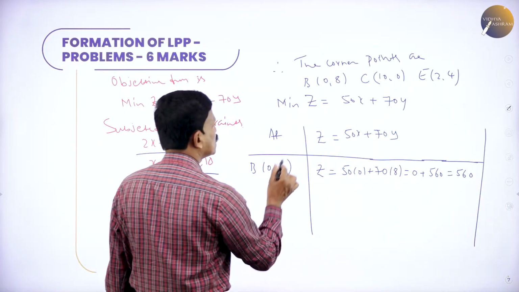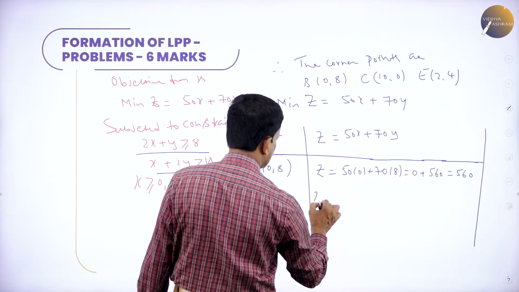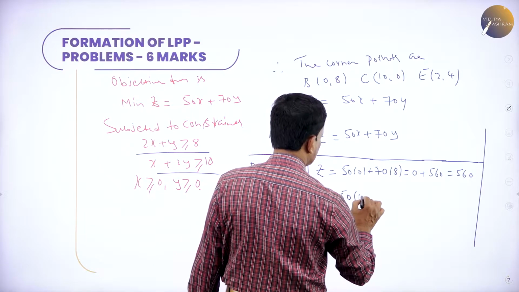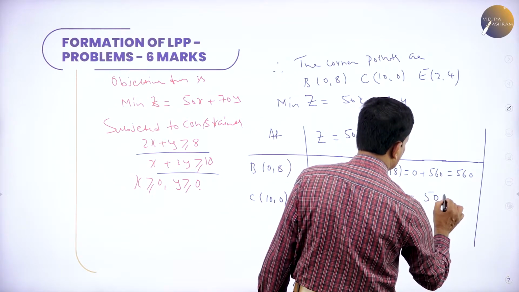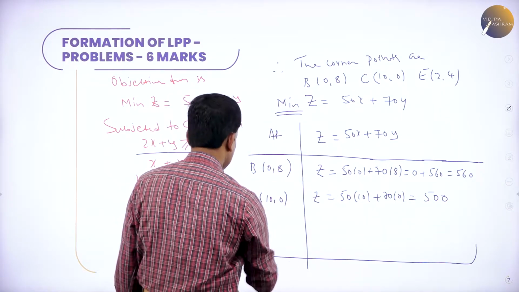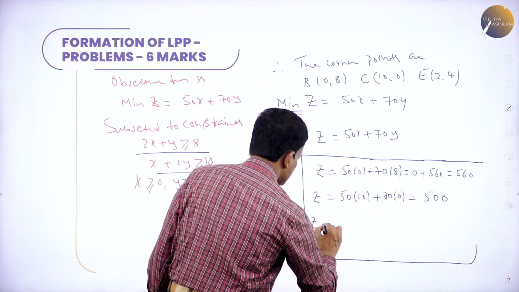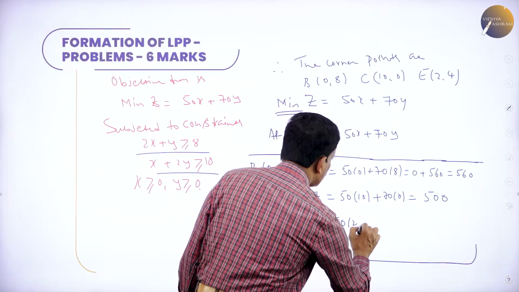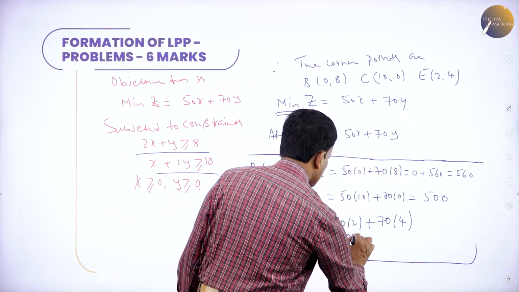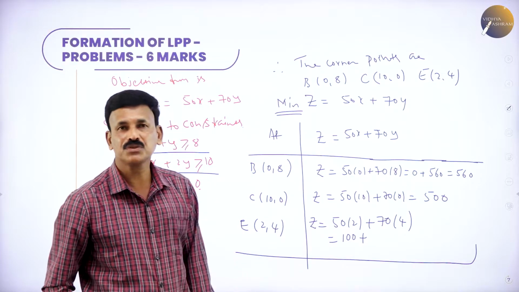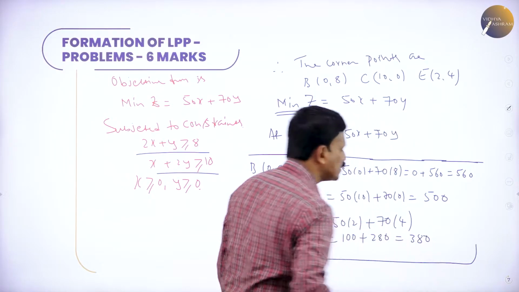Now at the second point, at C, what is C? (10, 0). Z is equal to 50 into 10 plus 70 into 0. 50 into 10 is 500. At E, what is E? (2, 4). Z is equal to 50 into 2 plus 70 into 4. 50 into 2 is 100 plus 70 into 4 is 280. This is equal to 380.